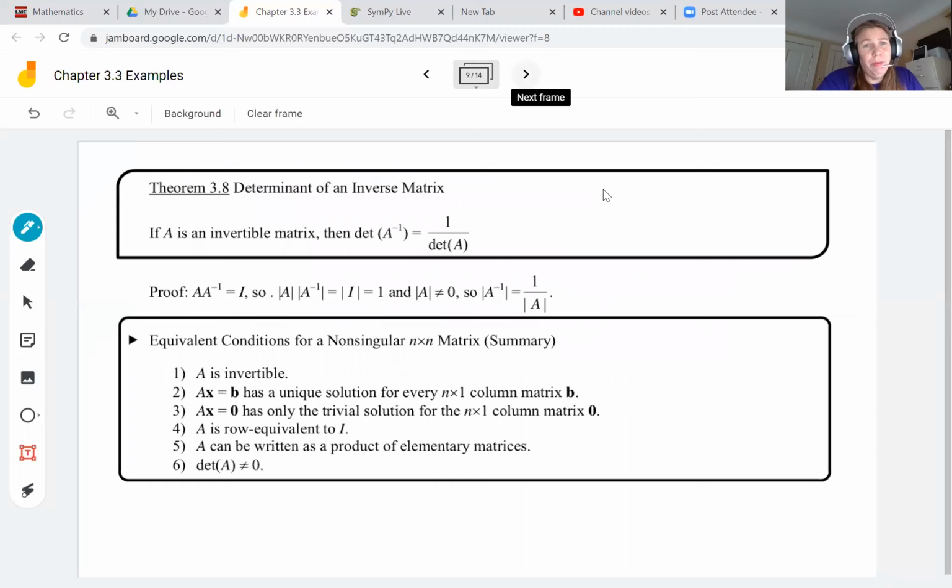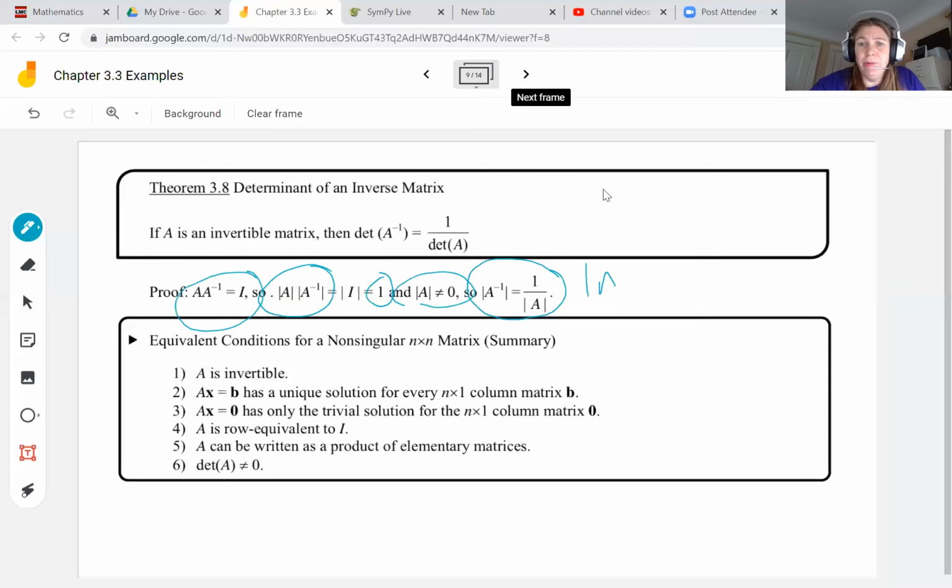Okay, let's look at theorem 3.8. This says if A is an invertible matrix, then the determinant of its inverse is 1 over the determinant of A. So we know A times A inverse equals the identity, so it must be that the determinant of A times the determinant of A inverse equals the determinant of the identity, which is 1. Well, then they must be multiplicative inverses, right? So the determinant of A is not 0, so the determinant of A inverse must equal 1 over the determinant of A.